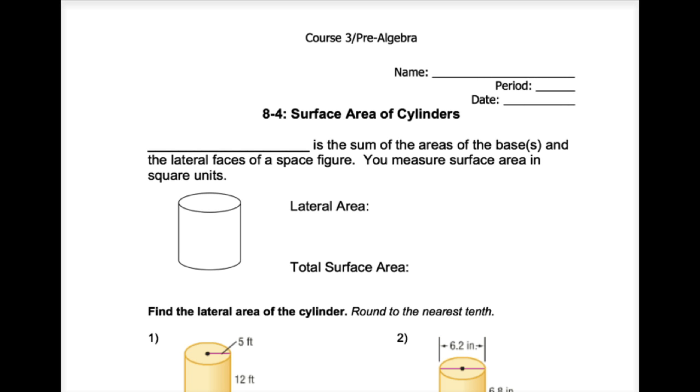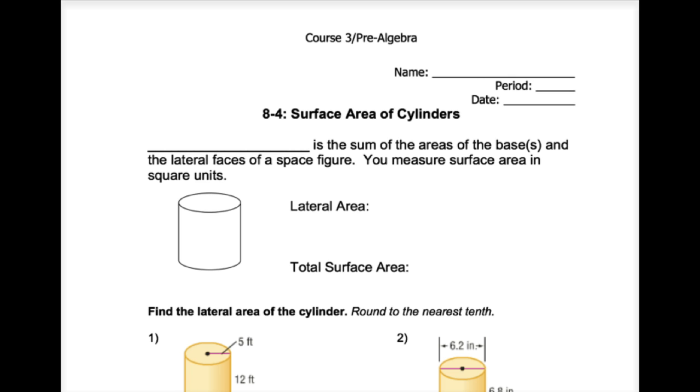Today we're going to start talking about surface area. I want everybody to think real quick. What's the difference between volume and surface area? You can come up with a good explanation for that. What's the difference in your head? What's the difference between volume and surface area?